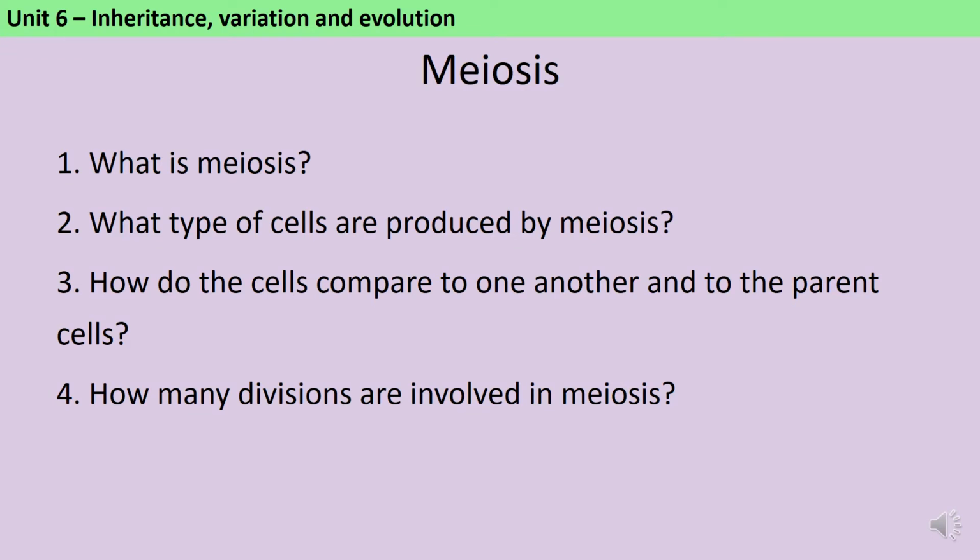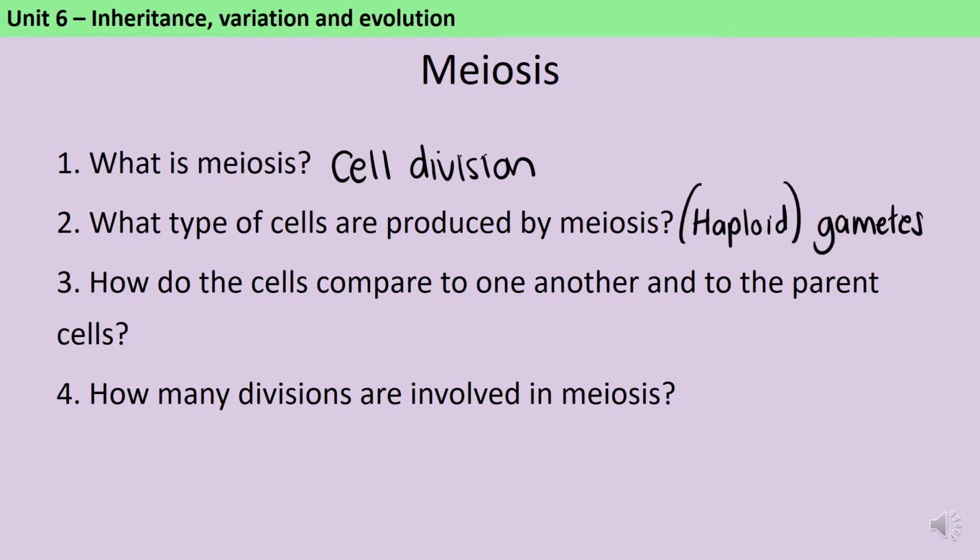Meiosis is a type of cell division. It's used to produce sex cells called gametes. And in humans, these gametes are haploid, which means they have half of the amount of DNA that's found in the rest of the body's cells. The gametes are different to one another and also to the parent cells. They share 50% of their DNA with the parent cells from which they were formed.